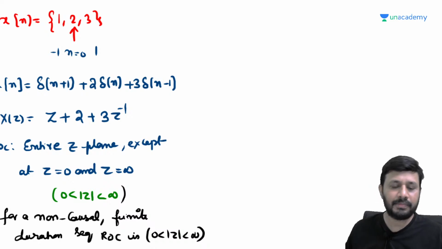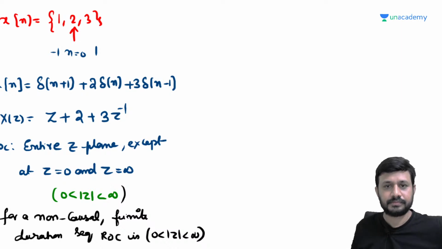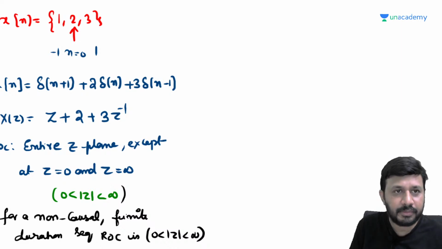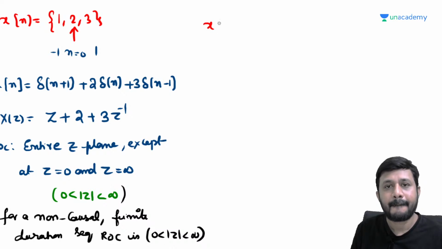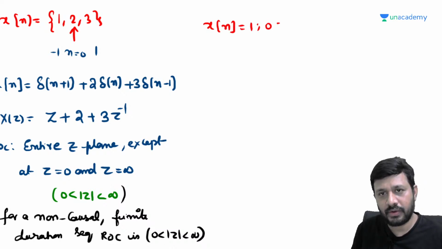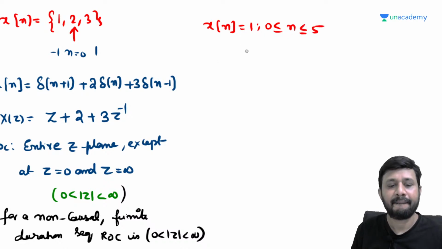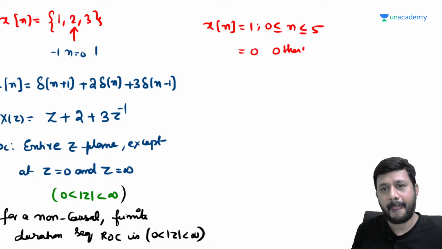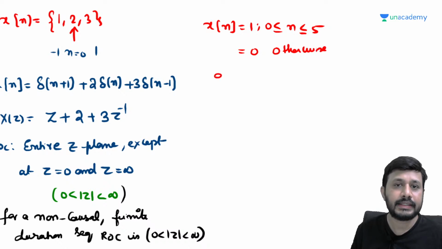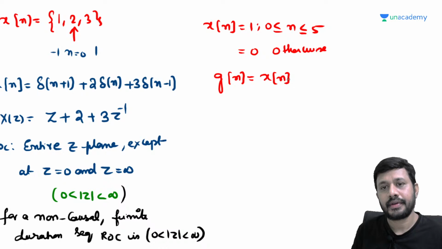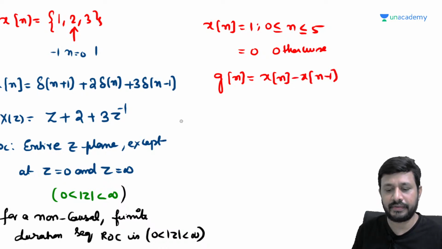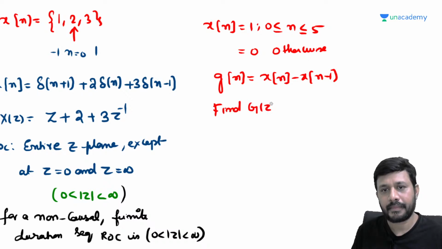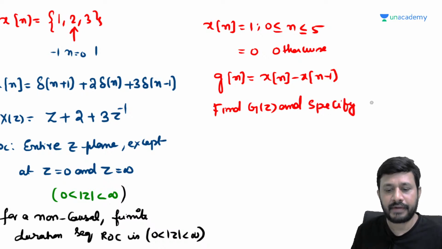Are you ready to solve one beautiful problem? Take the problem. X of n is equal to 1 for 0 less than or equal to n less than or equal to 5 and is 0 otherwise, and g of n is x of n minus x of n minus 1. Find g of z and specify the ROC.